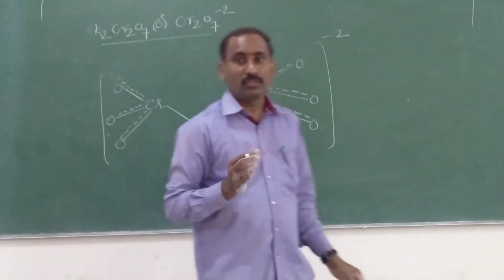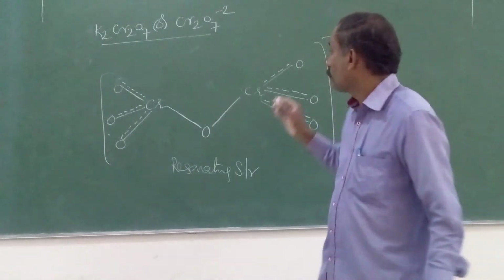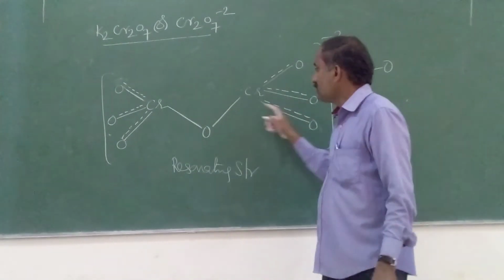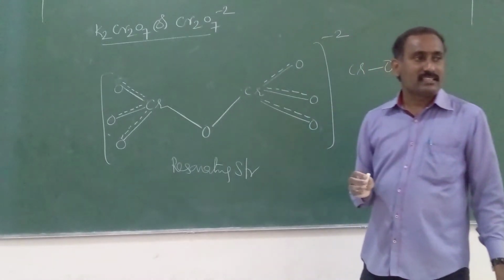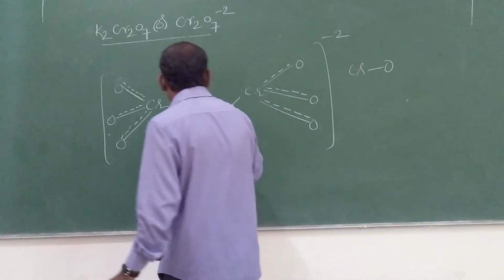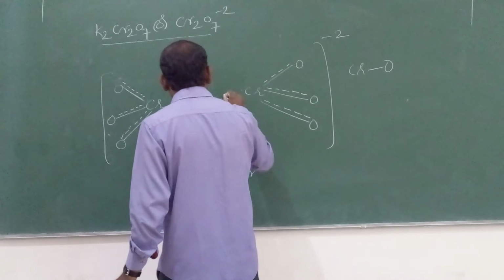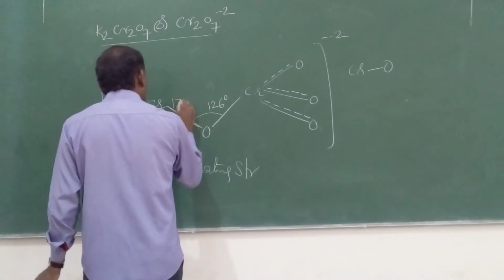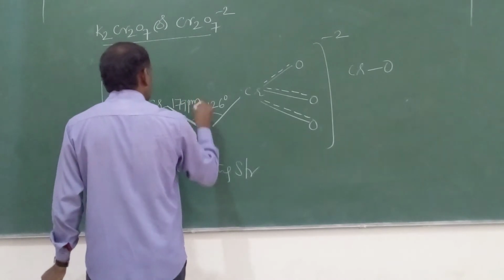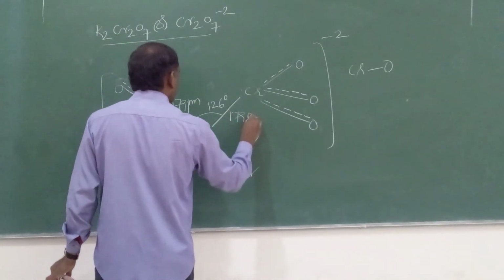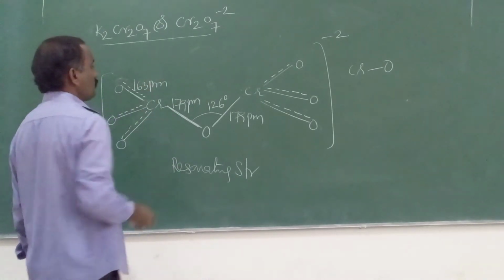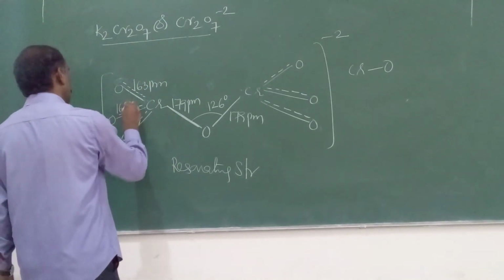Previous case and examples. In dichromate, how many Cr-O bonds are equivalent? They gave 4 options like that. How many Cr-O bonds are equivalent? 6. So here bond angle is 126 degrees. It's not required. This is single bond. Single bond length is 179 picometers. Here 163. We have values, not required. Here all these 163.